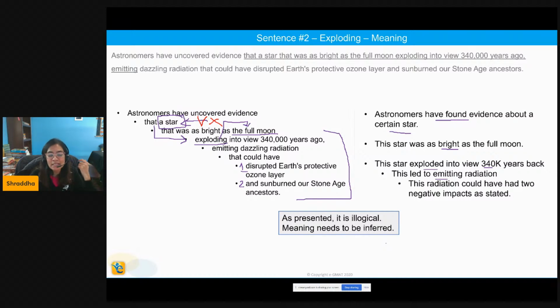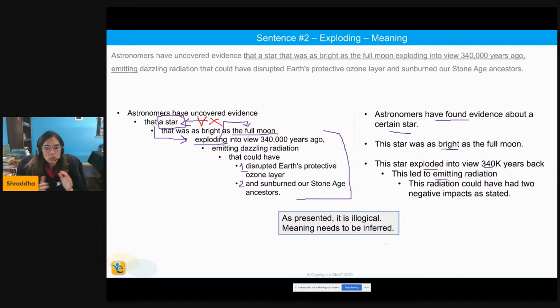And that's a blatant error in SC. Finding a missing subject or a missing verb. If you found that error, move on to the next. There's no way staying back and analyzing that sentence further, because that's a very blatant error in GMAT SC. All right. So there is no verb over here.